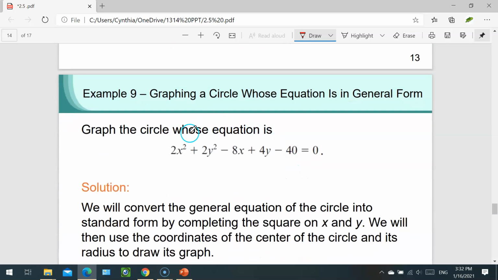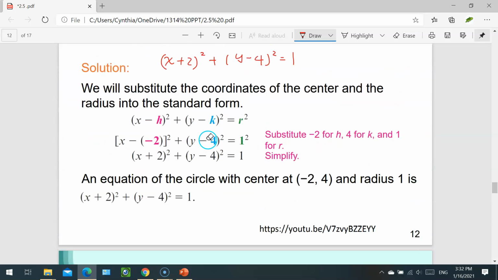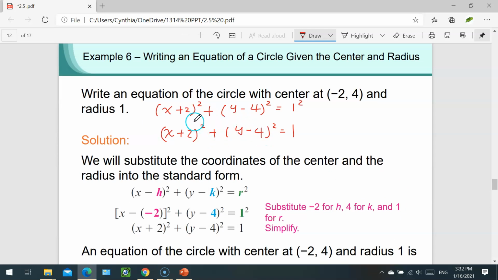Graph the circle. Let me go back to this question. If I want to graph the circle of this equation, first you need to label your center point. So the center point at (-2, 4). So the center is about here.